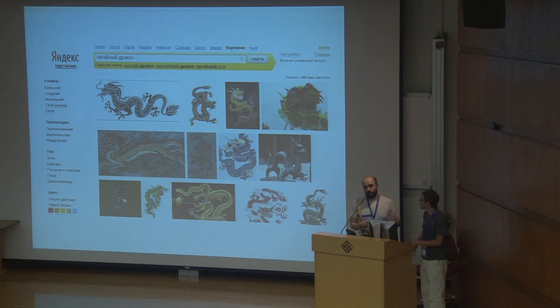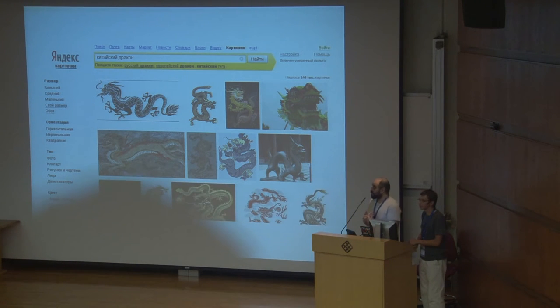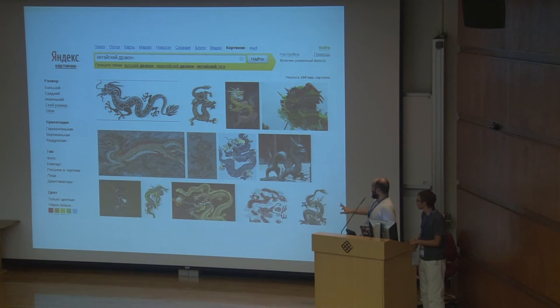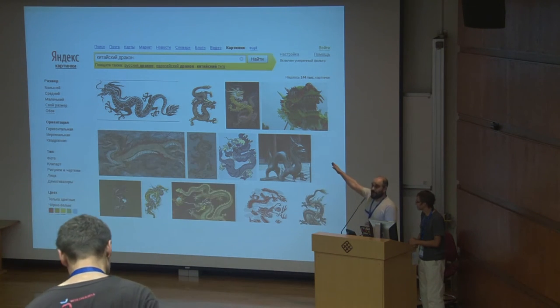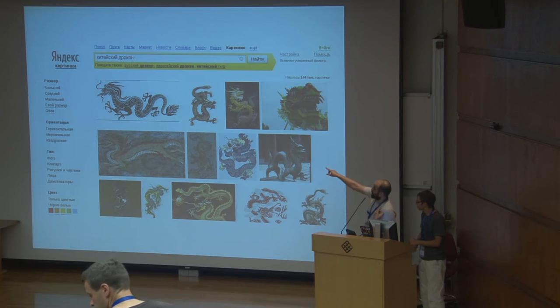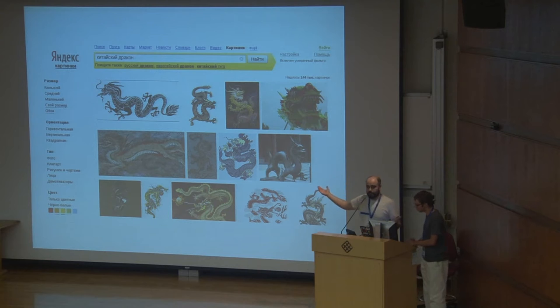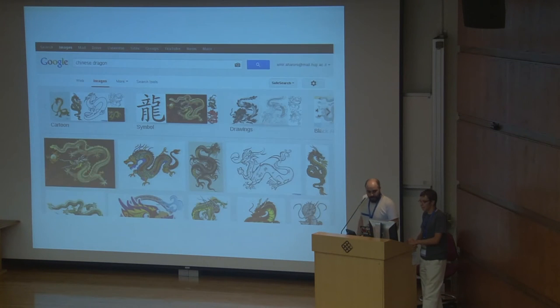Somebody is, if I search this website called Yandex for images of Chinese dragon, and I obviously search in Russian, then I find lots of images of this Chinese dragon. I'll probably find something useful for me here. If I search Google in English, I will also find a bunch of different images, not the same ones.